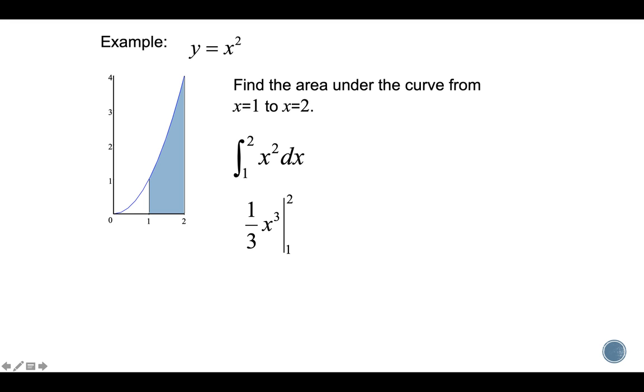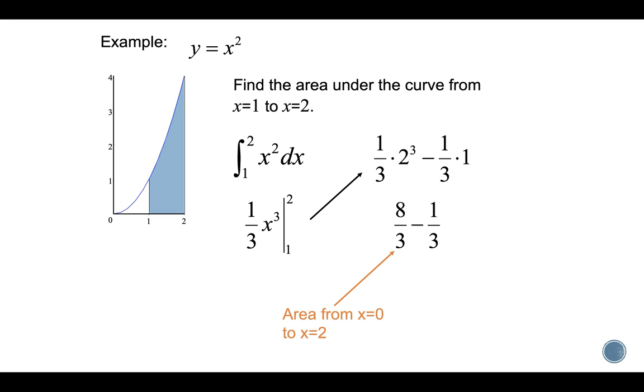All right. So we're going to go from a to b. So we plug in the b value first. So it's 1/3 times 2 to the third. And then we subtract the function evaluated at the a value. So 1/3 times 1, because 1 cubed is just 1. And so we get 8/3 minus 1/3.